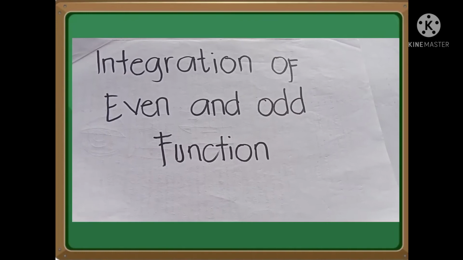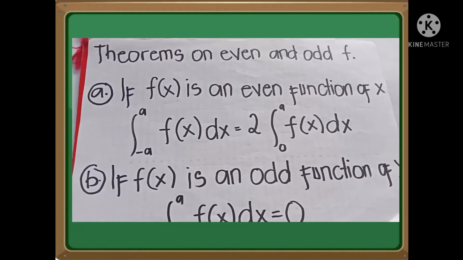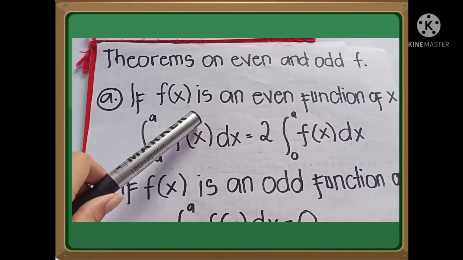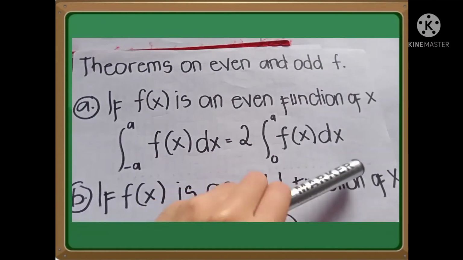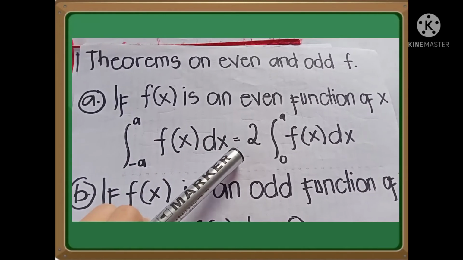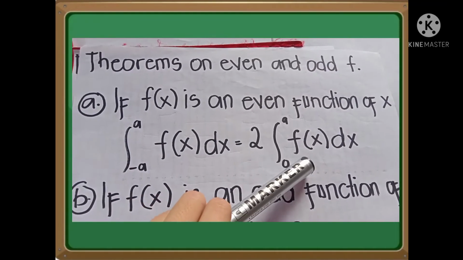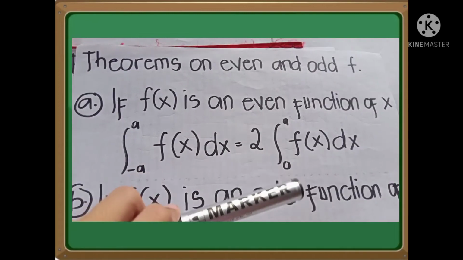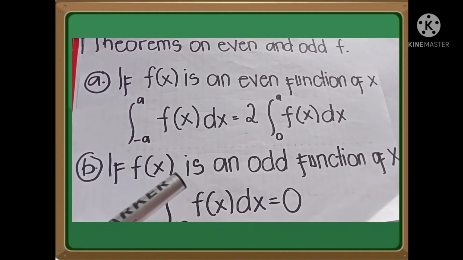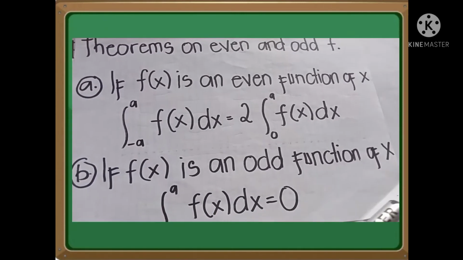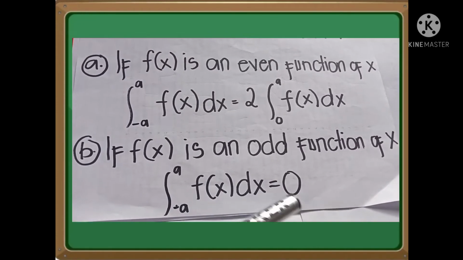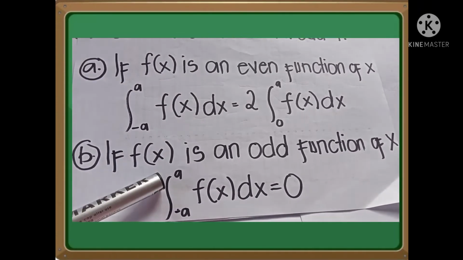These are the theorems on even and odd functions. A. If f of x is an even function, then the integral of f of x dx from negative a to a is equal to twice the integral of f of x dx with the limit of 0 to a. B. If f of x is an odd function, then the integral of f of x dx is equal to 0 with the limit of negative a to a.